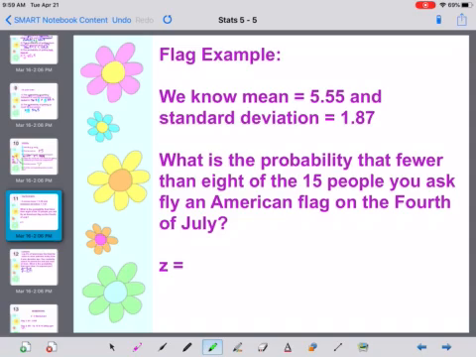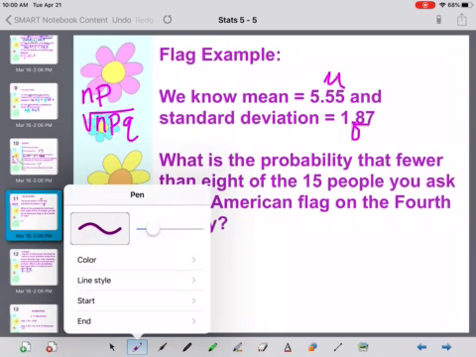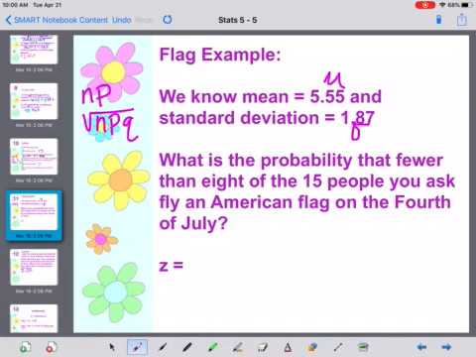If we look at this one, it is talking about the flag. So how many people fly a flag on the 4th of July? We already found the mean and the standard deviation by doing the N times P and the square root of N times P times Q. We did all of that last time. So now we're going to start with step 4, which is to apply the continuity correction to whatever we were given. So what's the probability that fewer than 8?